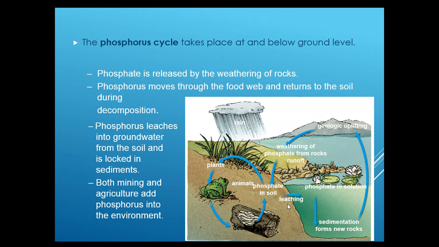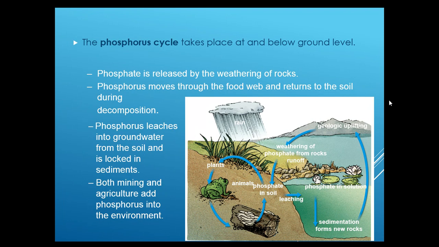Then the phosphorus will be leaching into groundwater from the soil, and it'll be trapped in sediments. Then over many, many years, through geologic uplifting, those rocks will weather once more, and that phosphorus gets put right back into the cycle. What we find with mining and agriculture is that typically those processes are going to speed up the phosphorus cycle. So it'll release phosphorus much faster into an environment.